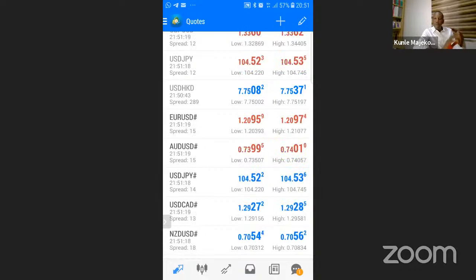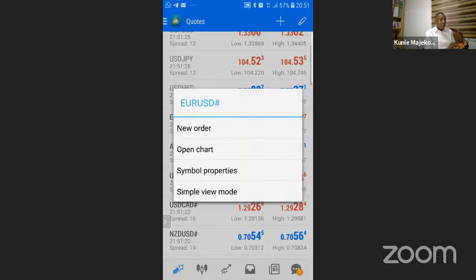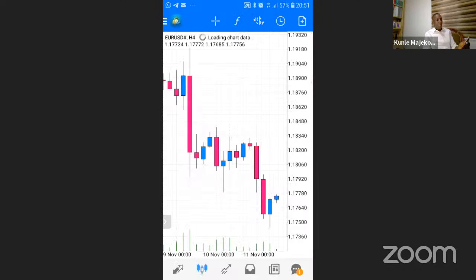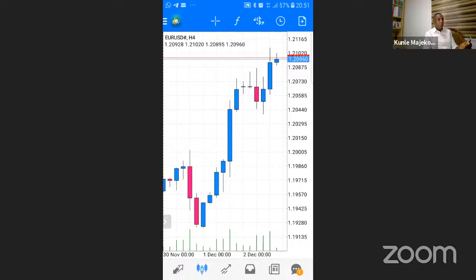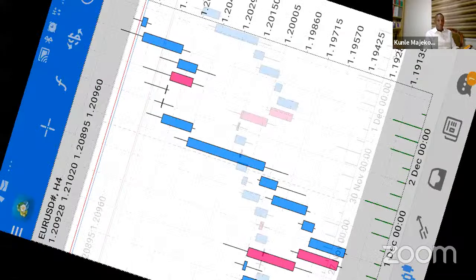But before we take it, we need to agree, what do we want to do? Are we buying or are we selling? So what do we do? If I click on this, I need to open the charts. Okay, that is the chart there. But for me to see it, let me just make it a landscape.